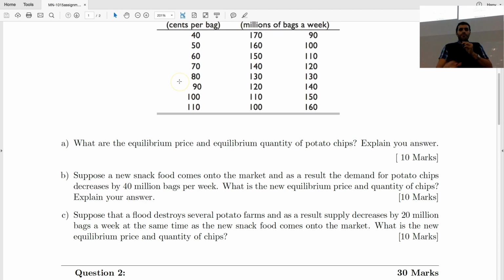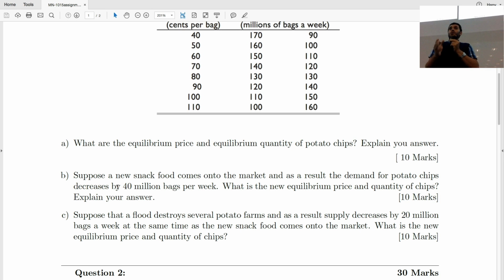Then, if a new snack food comes into the market, how is this going to affect the demand? Oh, it already tells you. As a result of this, the demand for potato chips decreases by 40 million. So which curve will be affected by this? Demand or supply? Demand. Okay? So you need to tell me where the new equilibrium point will be. You need to draw it.